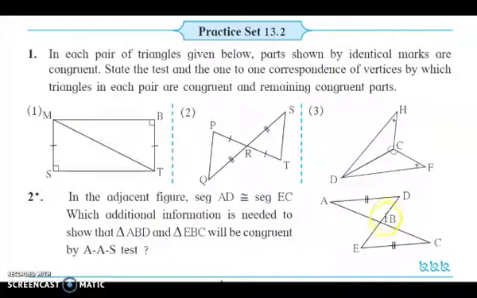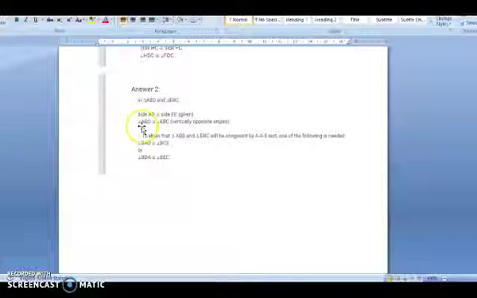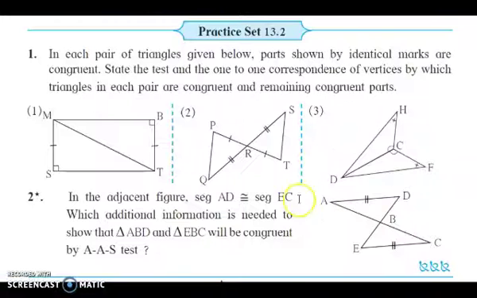In this figure, angle BAD is congruent to BCE. This is congruent to this one, that we have to show. Or we need to show that angle BDA, this angle, is congruent to this one, BEC. So this additional information we will require to show that by AAS test, the two triangles are congruent to each other. So here the 13.2 practice set is completed.